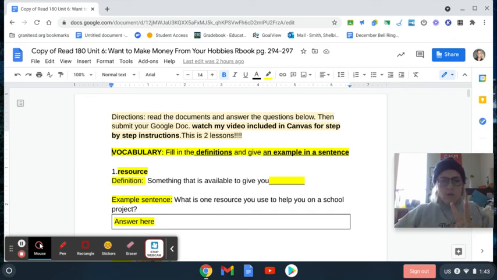This is 2 lessons in your Rbook. So I made it worth 8 points. And I just put all the vocabulary words in one spot. And then I broke the readings up and questions. Second part of the reading, questions.